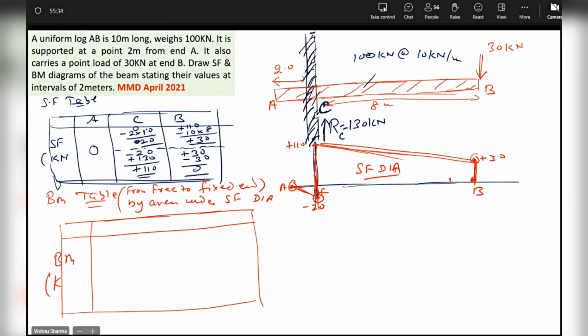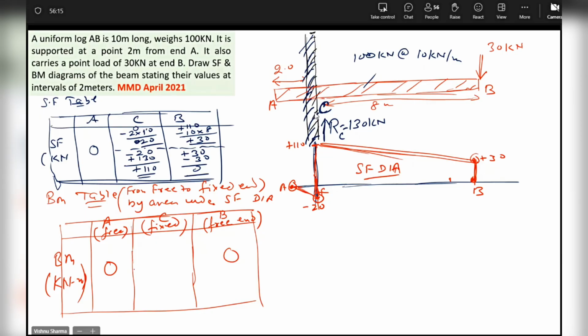BM will be kilonewton meter in this case. I have point A, which is a free end. I have point C, which is a fixed end, and I have point B. If you want to do it differently, you can do it. Okay. C is fixed. A is free end. BM here will be 0. BM here will be 0.